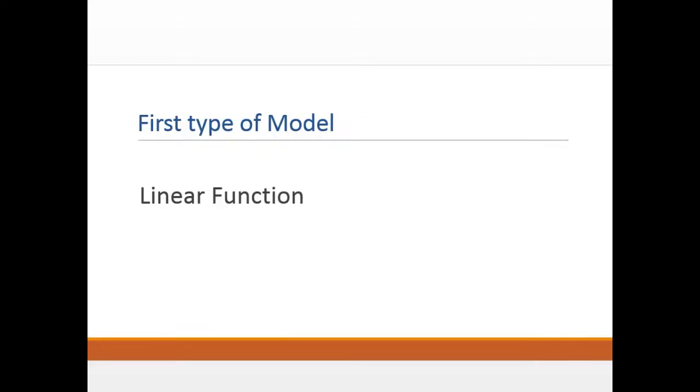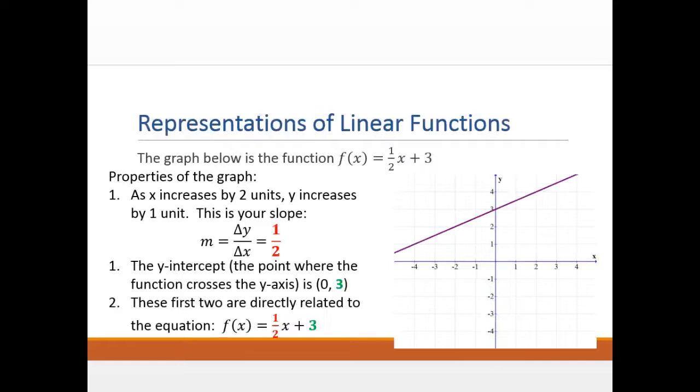The first model is going to be the model of what's called the linear function. Now, representations of linear functions, we know that we can represent functions in many ways. We're going to look at symbolically using equations. We're going to look at graphs, and we're going to look at tables. Here is the function f of x equals 1 half x plus 3. Here is its graph. We need to be able to tie this function to this graph.